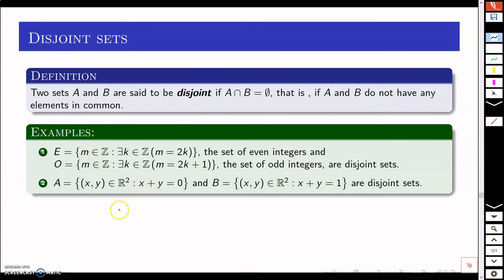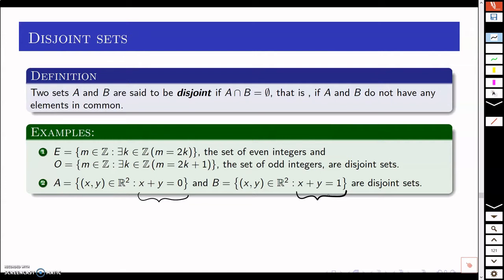If you look at the second one, a subset of R2 is given to you, the collection of all the points x, y in R2 which satisfy the equation x plus y equal to 0, and this is a straight line. B is the set of all ordered pairs x, y such that x plus y is equal to 1. Again a straight line. So these two are disjoint sets. Can you all imagine these two sets graphically? If you can do that, then the way you prove it will be very simple.